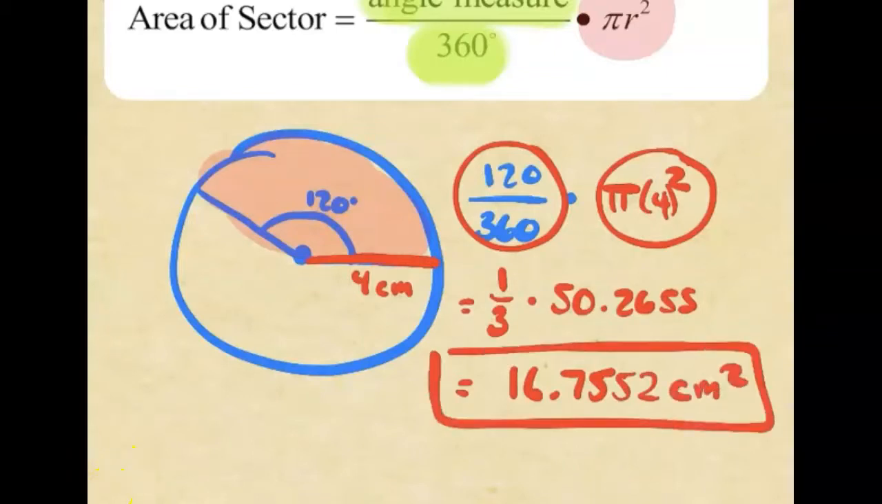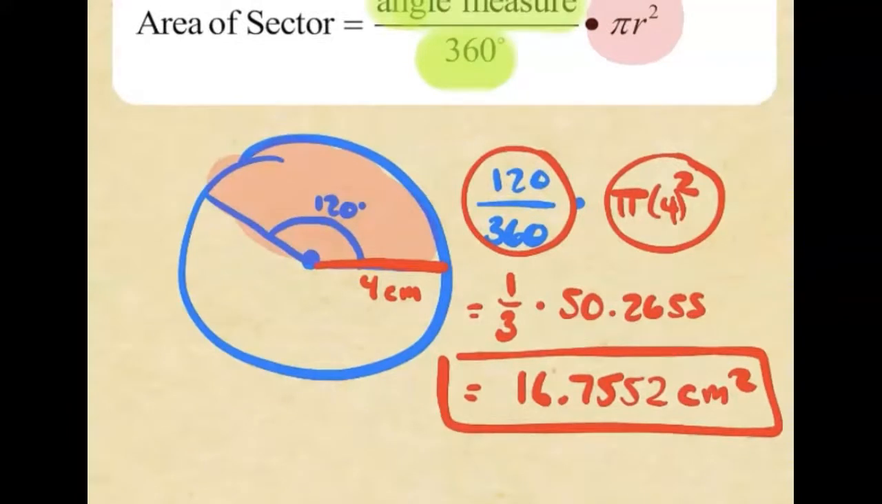And that was how you find the area of a sector. It's not the whole circle, it's 1/3 of that circle, and that's your final answer.